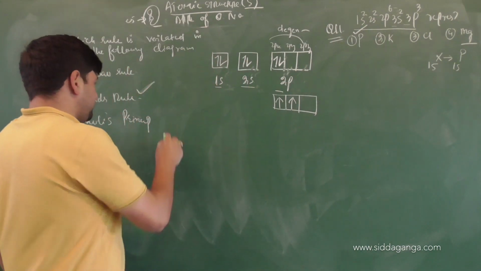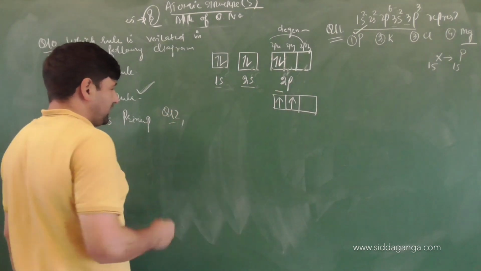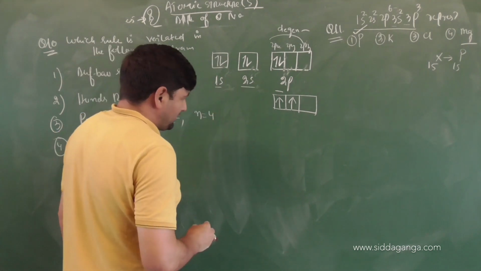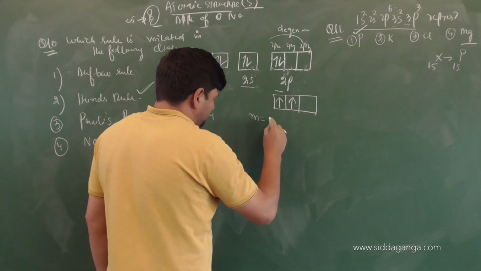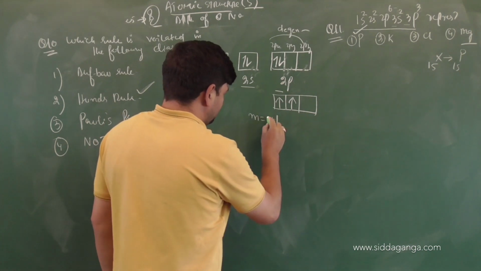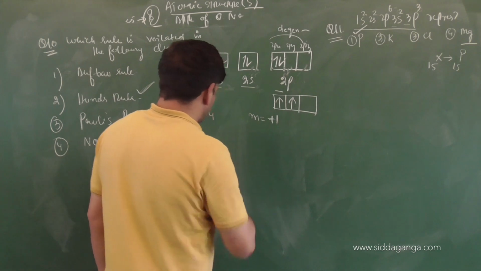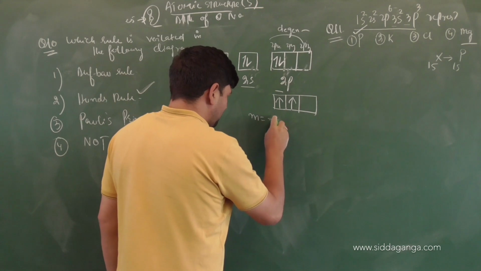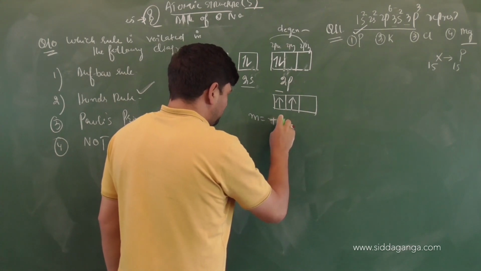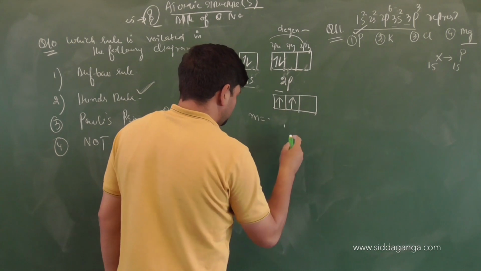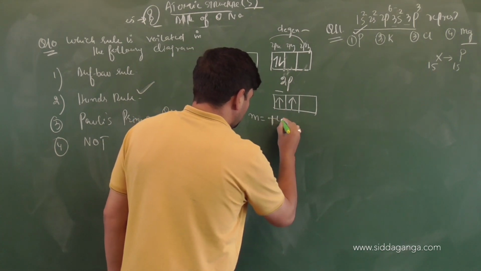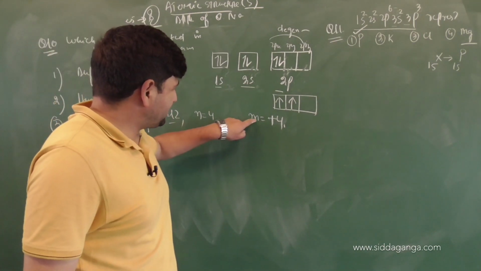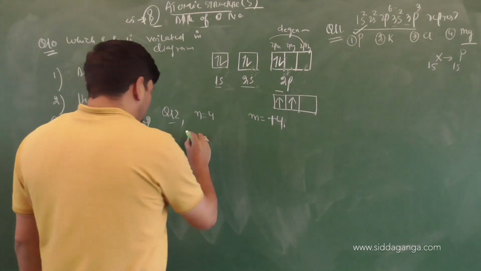Let us write down one more question, children. Let us see question number 12. If n value equals 4 and m value equals plus 1, n value is 4 and m value represented is plus 4. So what is n value? 4. And what is m value? Plus 4.